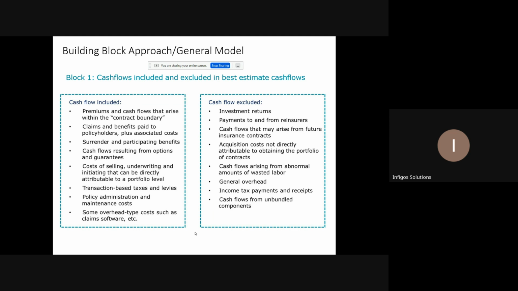What is not part of the cash flow? Investment returns, payments to and from reinsurance, cash flow that may arise from future insurance contracts. Something which is not related to the current contract is outside the scope of the cash flow. In the case of variable fee, when money comes from the mutual fund or any other investment or option or hedging, that also is outside the scope of the cash flow.